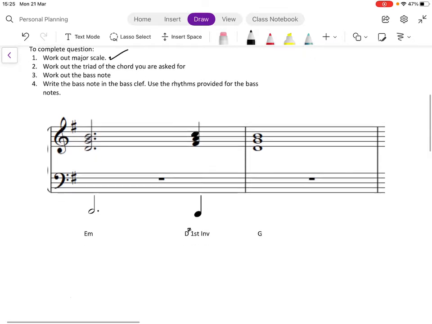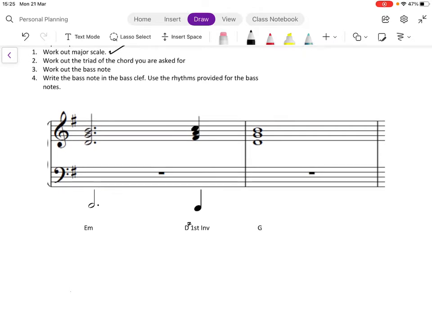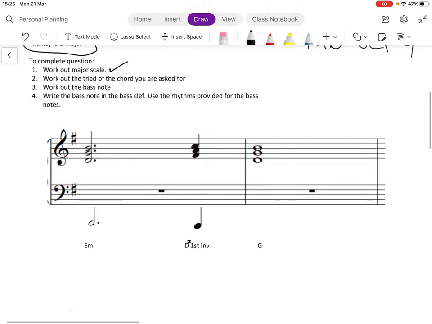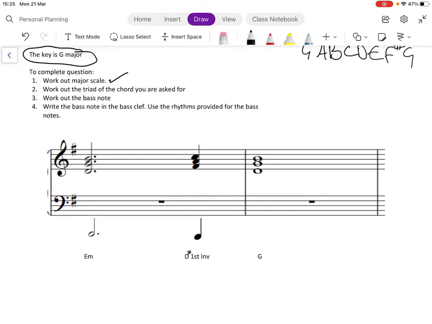Going from down here, let's work out the triad of the chords we were asked for. Now, we're actually only going to do that if it's not in root position, because if it's not in root position, that's when we need to worry about what our bass note's going to be. But in root position, we know that it's just going to be the name of the chord. So we're only going to do it for the inversions, and then we work out the bass note. So let's do that just now.